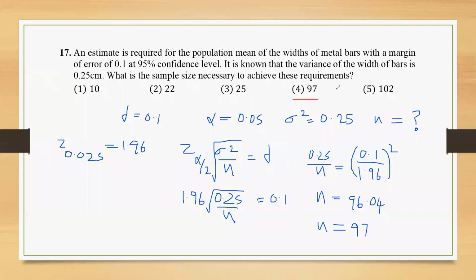So that is how we can do this type of question using the relationship between the margin of error and the confidence interval. So normally you may have to calculate simple n, or in some cases you may have to calculate sigma squared, or you can calculate any of the values based on this relationship. Right. Let's move to the next question.